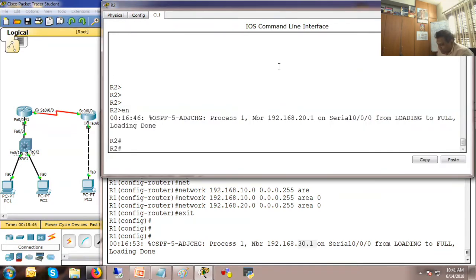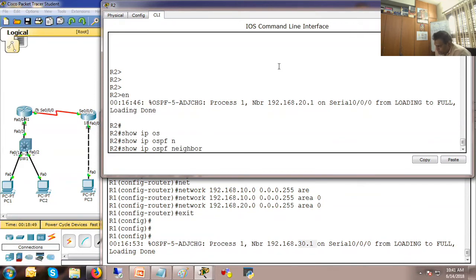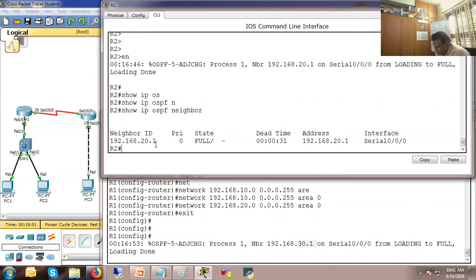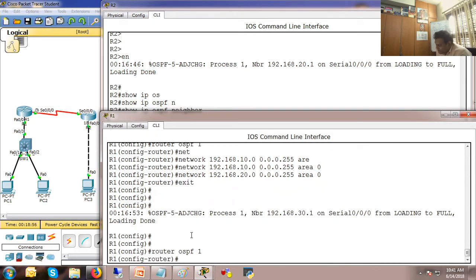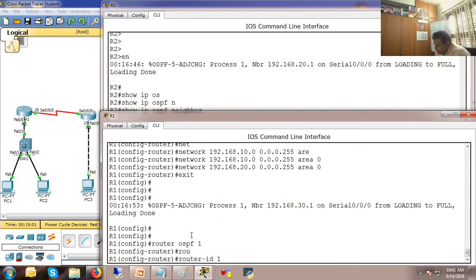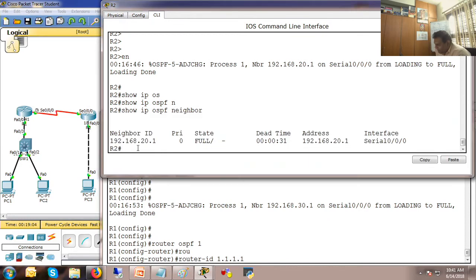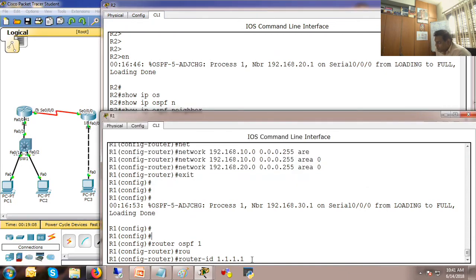Yes. Now, neighbor. Show IP OSPF neighbor. See, the neighbor ID is what? I'm going to change the router ID. How to change the router ID? Manually, one command is there, right? Router ID 1.1.1.1. See, what is the router ID now? I want to change it to R1's.